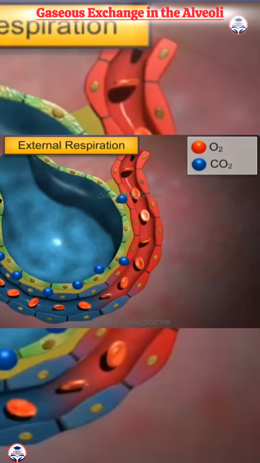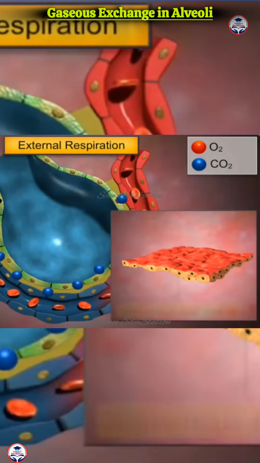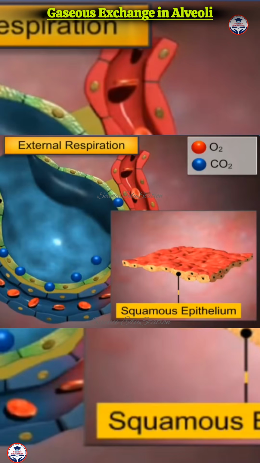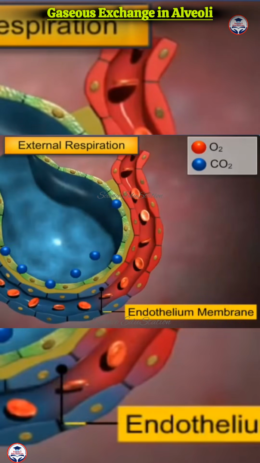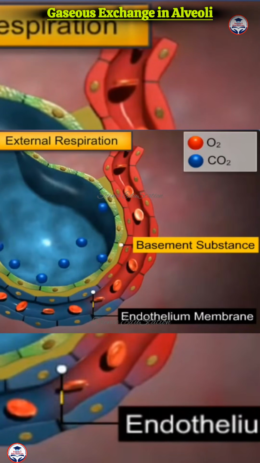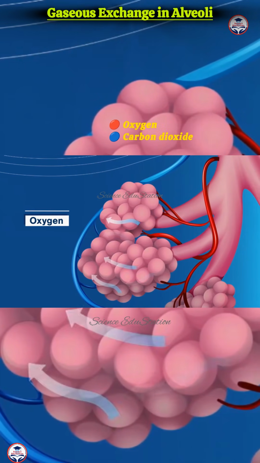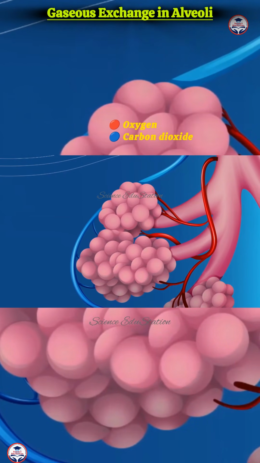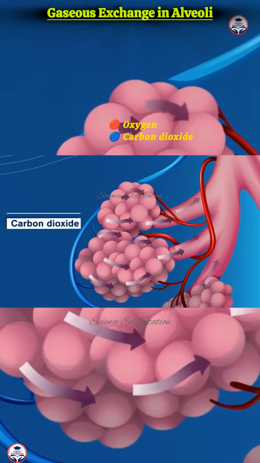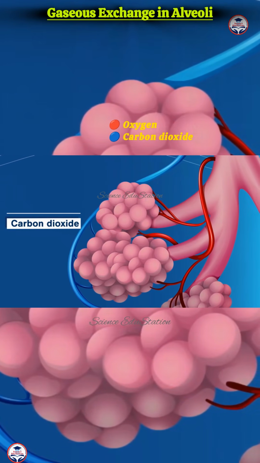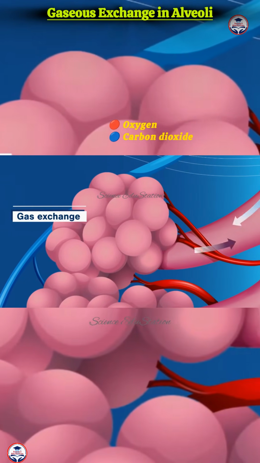Together, they form a very thin diffusion membrane with three layers: the thin squamous epithelium of the alveoli, the capillary endothelium, and the fused basement membrane. Because this membrane is so thin, oxygen can quickly diffuse from the alveoli into the blood, and carbon dioxide can easily move from blood into the alveoli. This opposite movement of the two gases is called gaseous exchange.